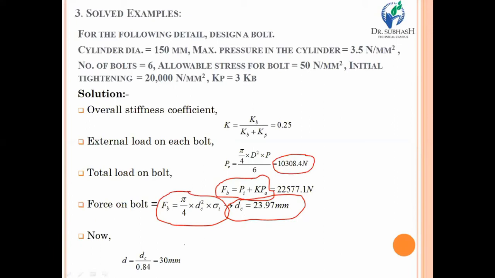And one more thing, there is a definite relation between core diameter and outer diameter. So outer diameter is always equal to core diameter upon 0.24. By putting the value of core diameter from here and solving it, you will have the outer or larger diameter, which will be 30 mm. So this is an example in which we have specially calculated the core diameter and outer diameter.